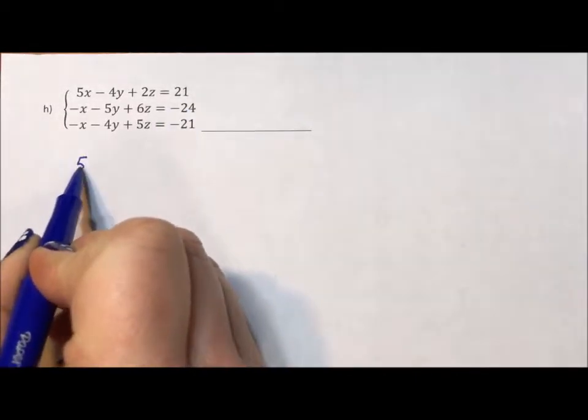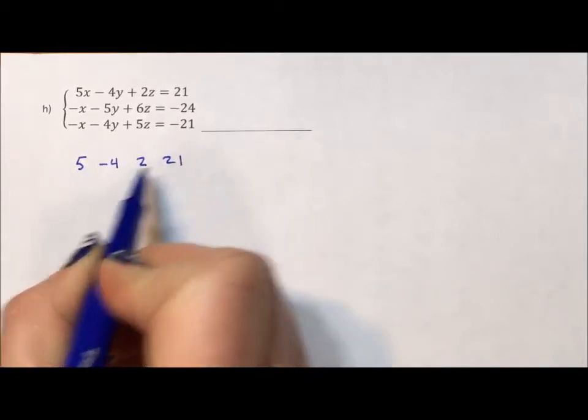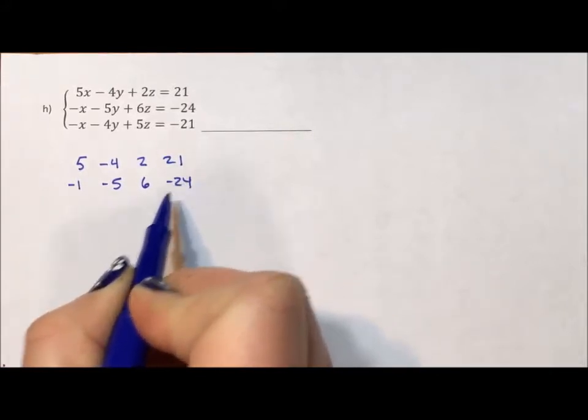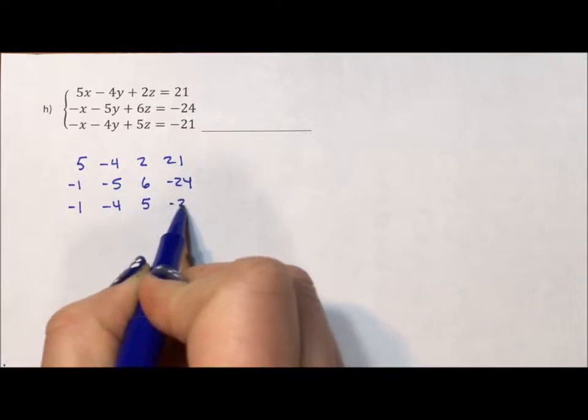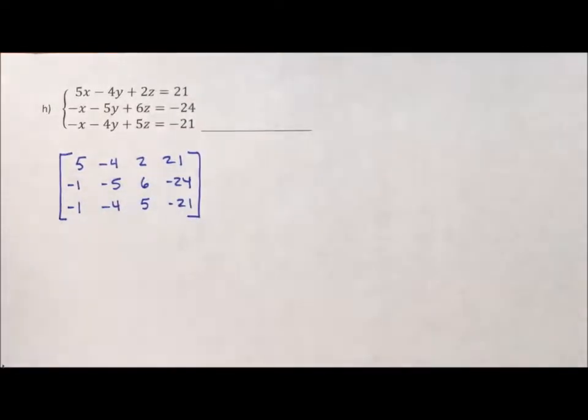So I have a 5, a -4, a 2, and a 21, a -1, a -5, a 6, and a -24. I have -1, -4, 5, and -21. To make it a matrix, I put square brackets around the numbers, and I've now created a matrix.